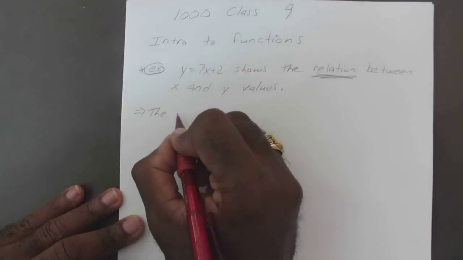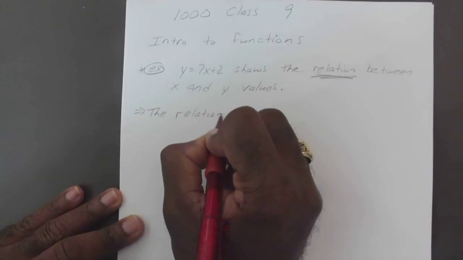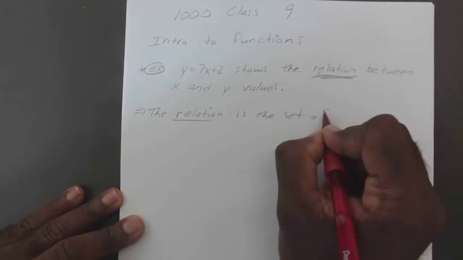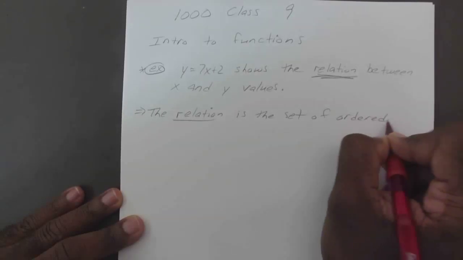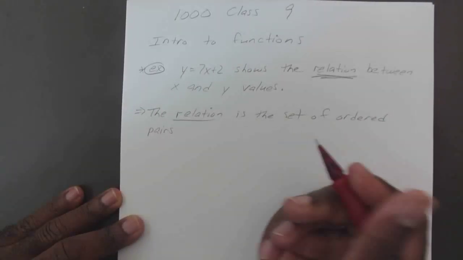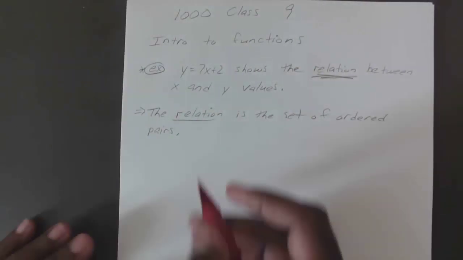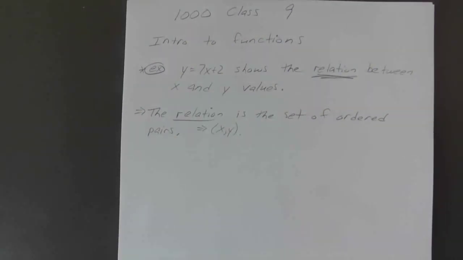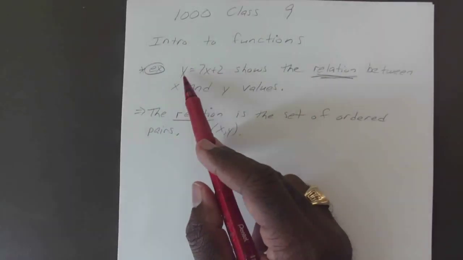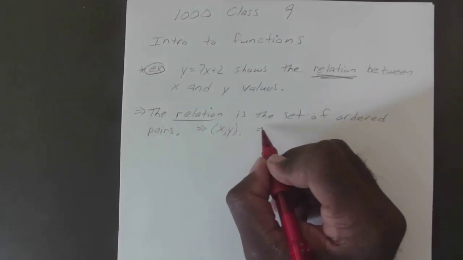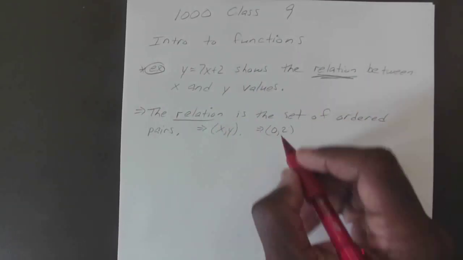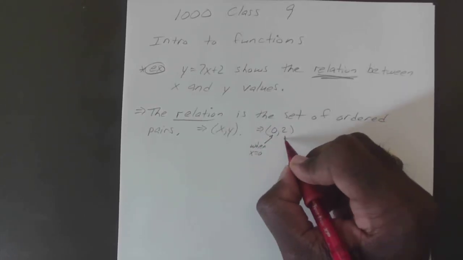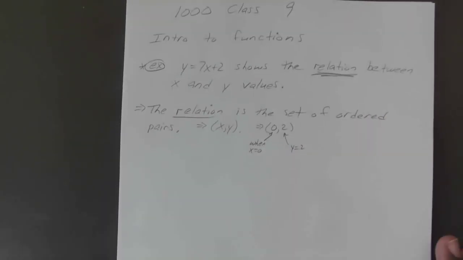Okay, so the actual definition of the relation is the set of ordered pairs. Your ordered pairs is just some x comma y. So before, when I said when you plug in x equals 0, you get a y of 2, that ordered pair would be 0, 2, which is just when x equals 0, y equals 2.